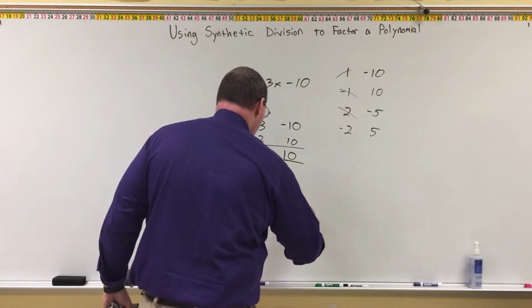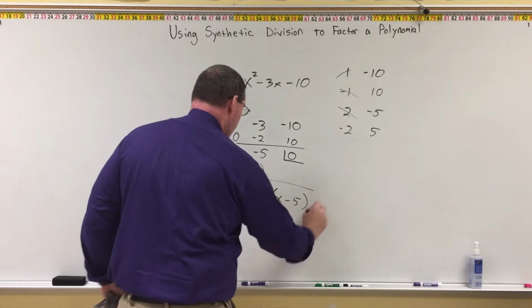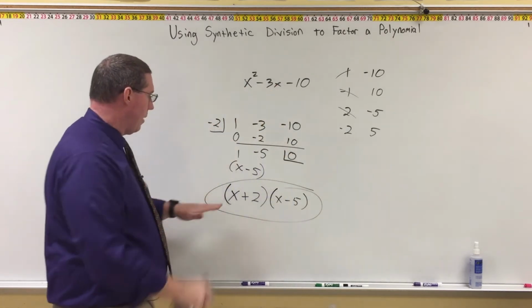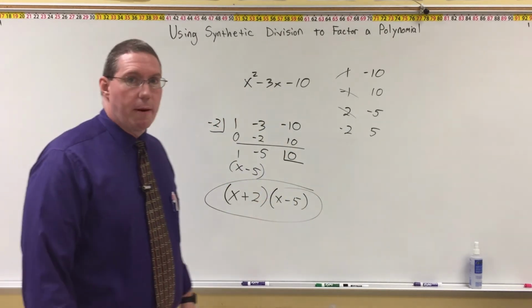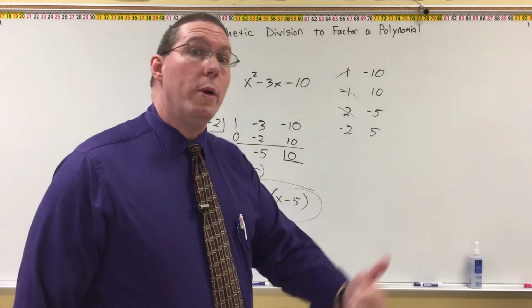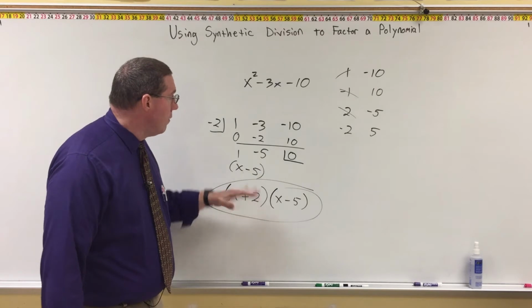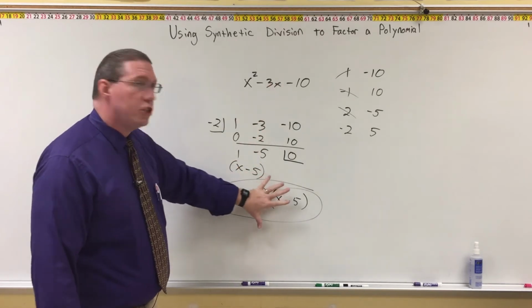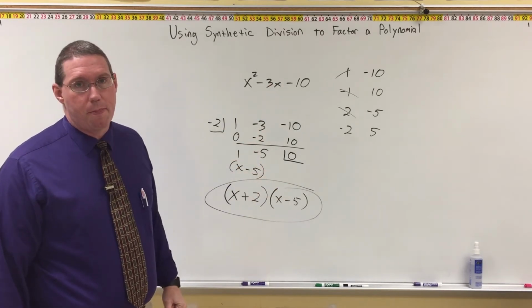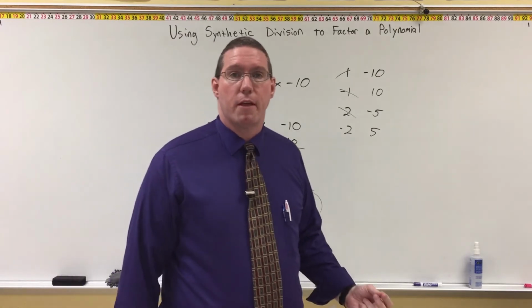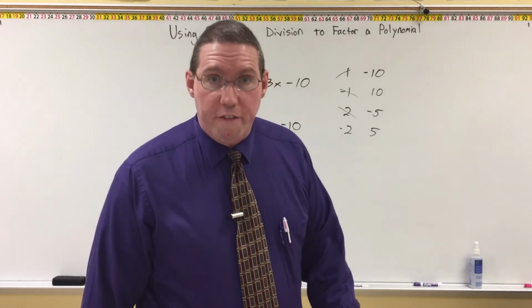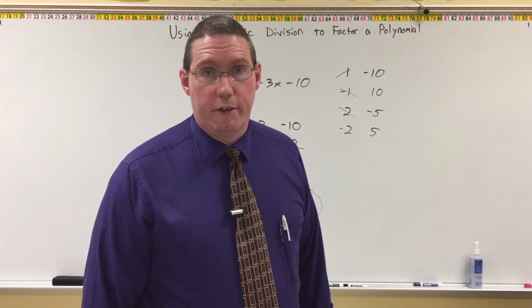And so, the factorization of x squared minus 3x minus 10 is (x plus 2) times (x minus 5), which you already knew. We did that previously. I'm simply confirming with you that this method of using synthetic division will give you the same answer. What I want to do now is try something that would be a little bit more difficult without synthetic division.